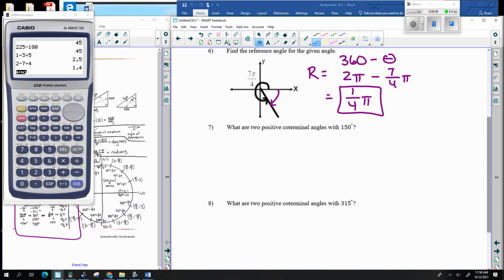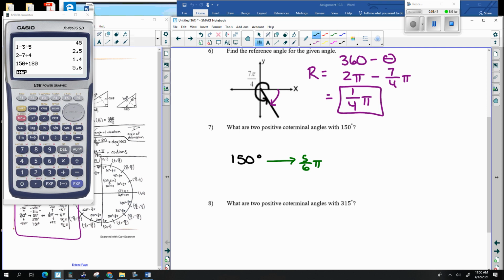Okay, two positive coterminal angles. I'm going to try to make this look like how the test is going to look. All right, so what I do first and foremost is I write down the angle that they give me. Okay, 150 degrees. And what I also do is I write down what is that in radians. So I have to divide by 180 to make that happen. So this is the same thing as saying 5/6 pi. Right, I'll get to that in just a moment. All right, back to the degrees.